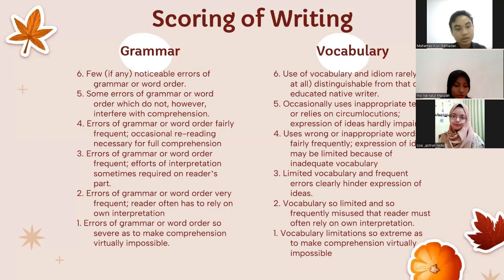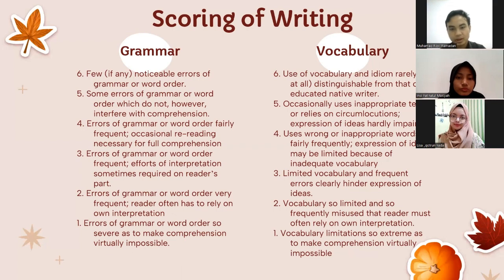For 4, errors of grammar or word order are fairly frequent, and occasional rereading is necessary for full comprehension. For 3, errors of grammar or word order are frequent, and efforts of interpretation are sometimes required on the reader's part. For 2, errors of grammar or word order are very frequent, and the reader often has to rely on interpretation. For 1, errors of grammar or word order are so severe as to make comprehension virtually impossible.